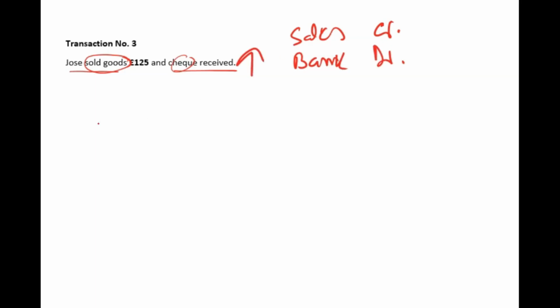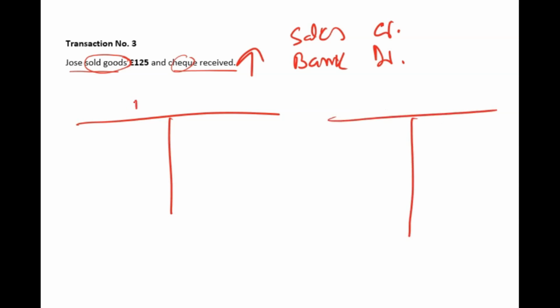Number 3. Jose sold goods, this time selling goods. Jose is the owner. And check received. Sold goods is a sales account, and sales are always credit. And check received, this time check bank. Bank going up, bank debit. So you need to open a bank account and a sales account.